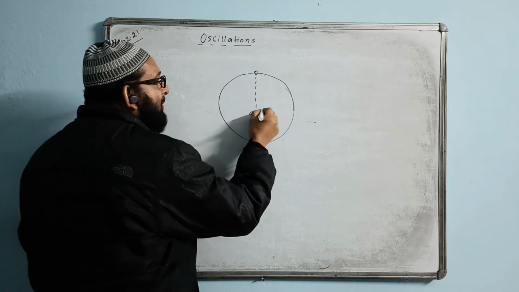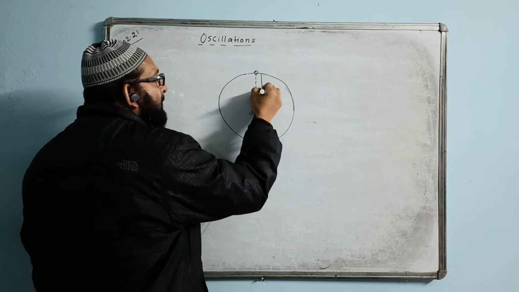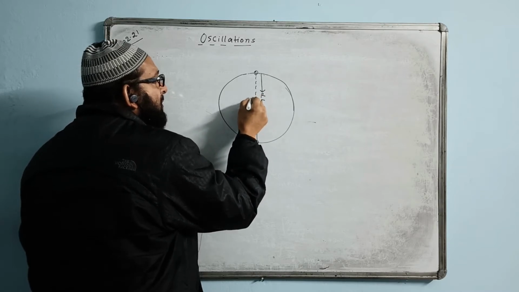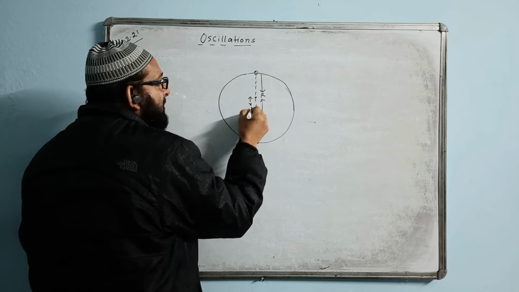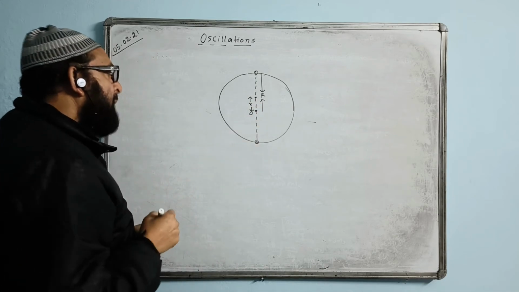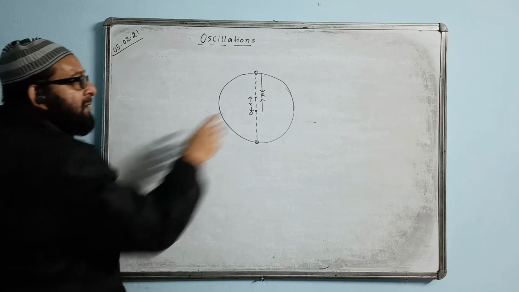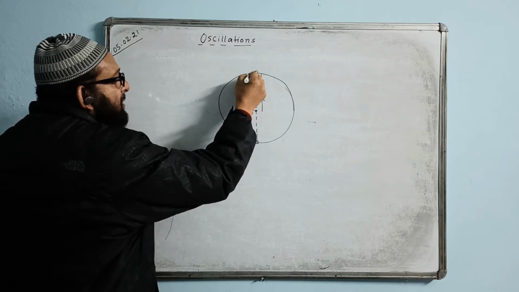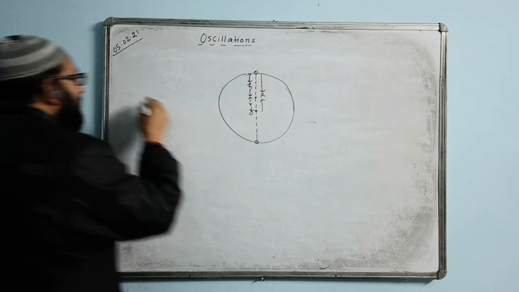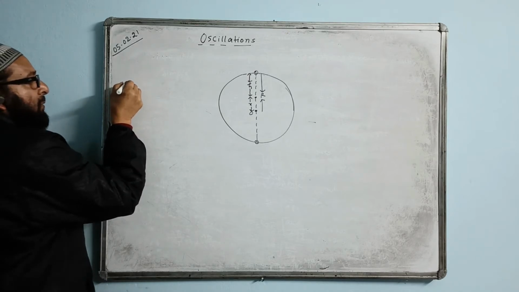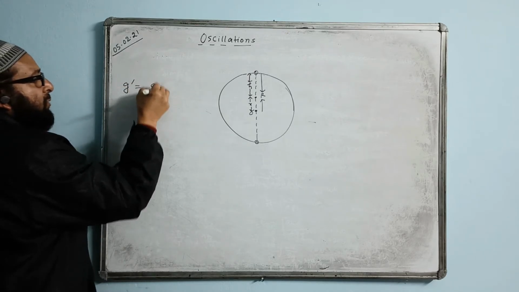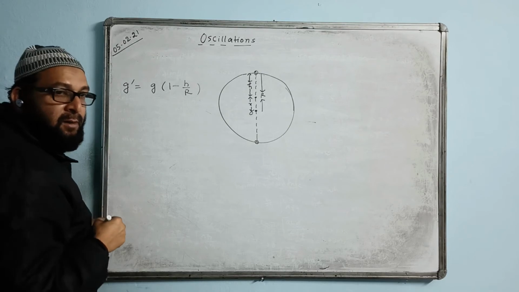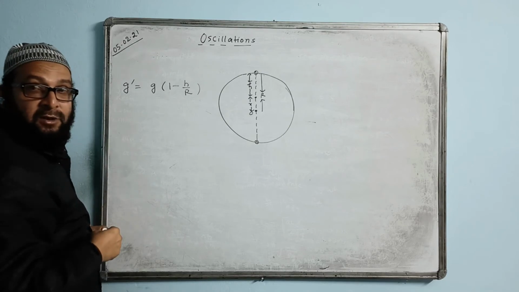So I take the radius of the earth as r, and the displacement I take x. The body comes here. Suppose this is the displacement from the mean position. Here is the mean position. This is x. We know the formula of g with the depth. Suppose the depth is h. What is the formula here? We know g dash at the depth is g (1 minus h by r). This is the formula we get from the chapter gravitation, the variation of g with the depth.